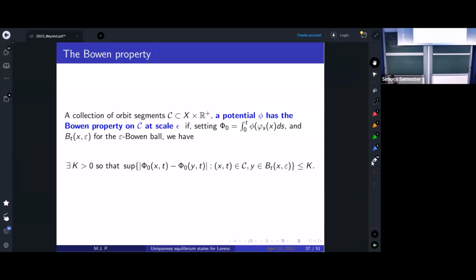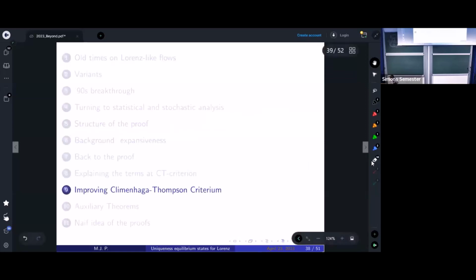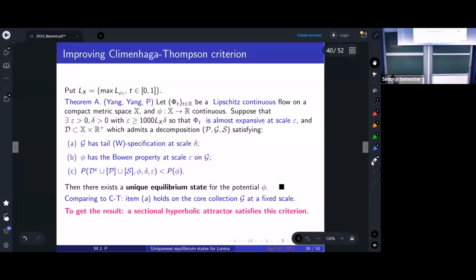Then we had to improve the segment. Why this? Let me just explain what is the difference.